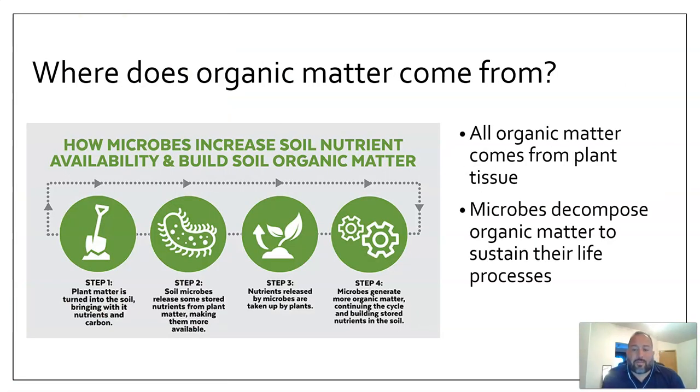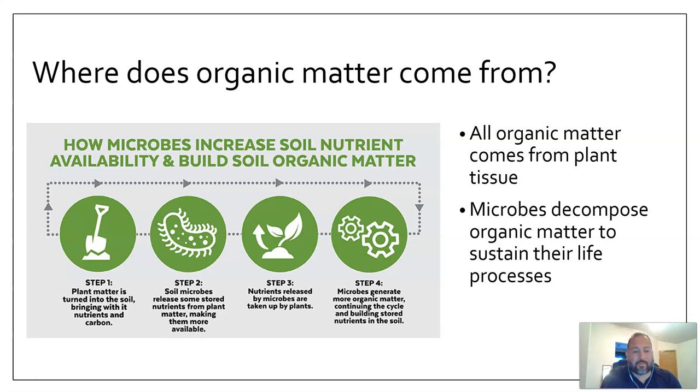So where does it come from? All organic matter comes from plant tissue when you think about it. Even if it's some sort of a dead animal or feces from an animal, what is that animal eating? They're either eating plant tissue or they are eating another animal. But what was that other animal eating? It was probably plant tissue. So the idea is that all organic matter really comes from plant tissue. And then the microbes in the soil decompose organic matter to sustain their life process. That's how they get energy. That's how they sustain life.